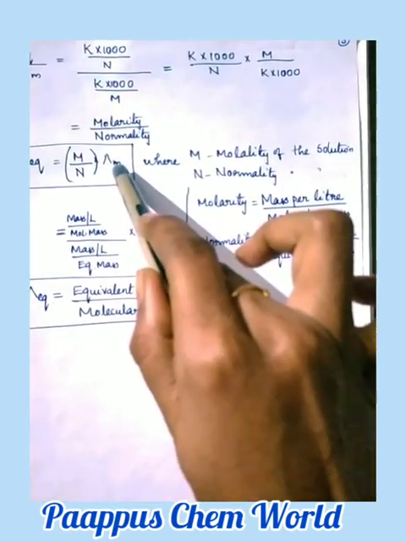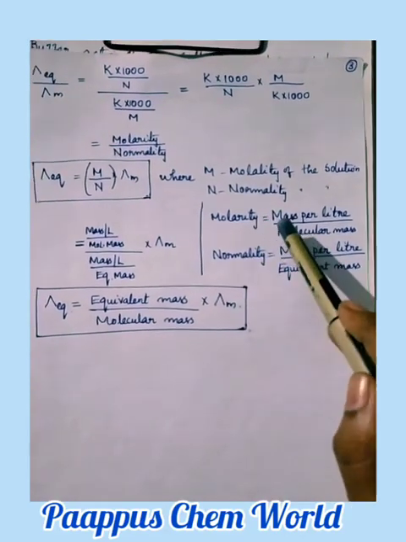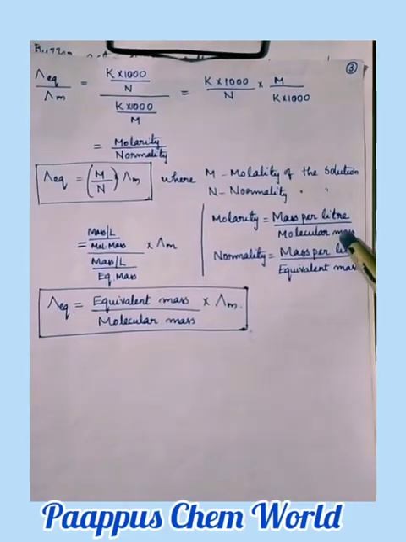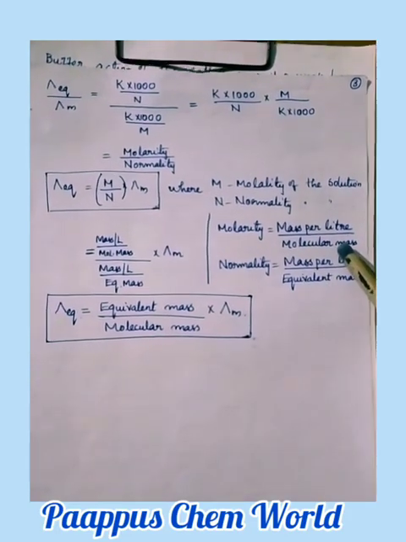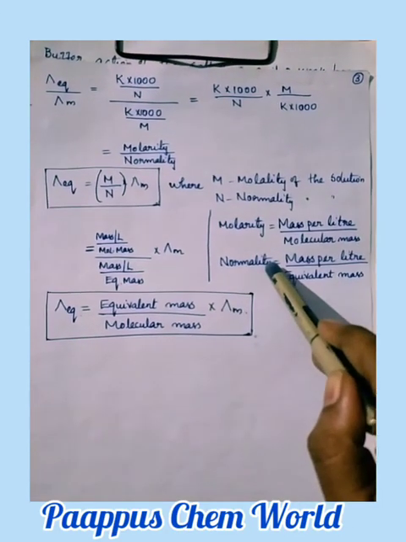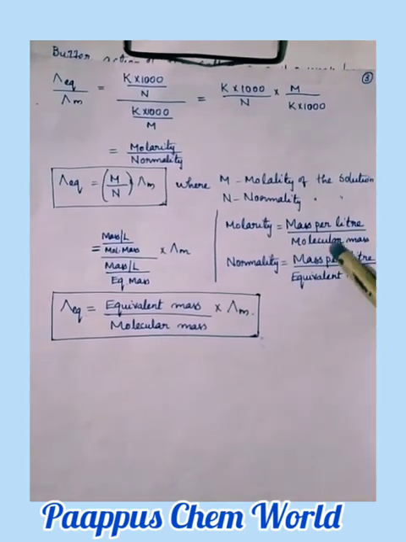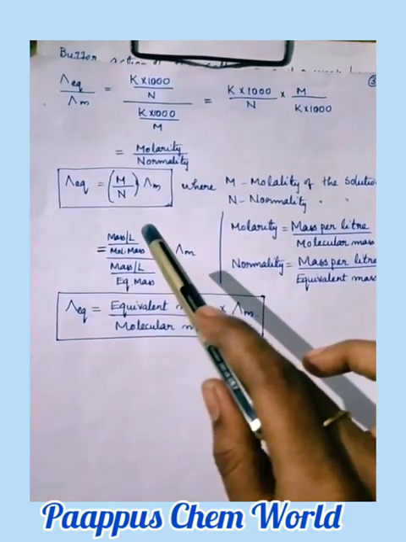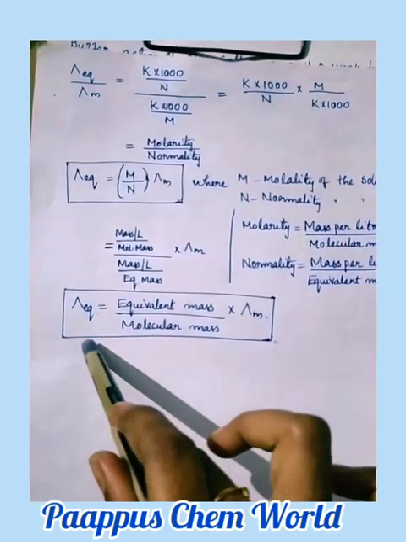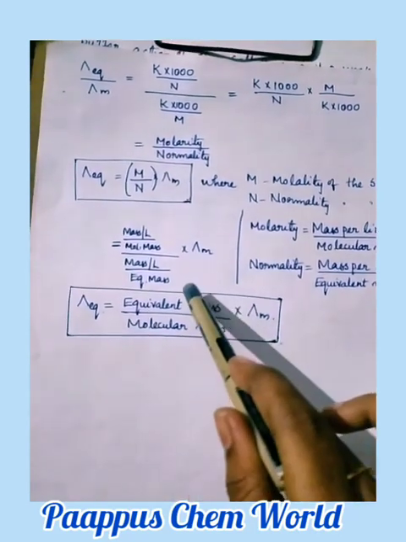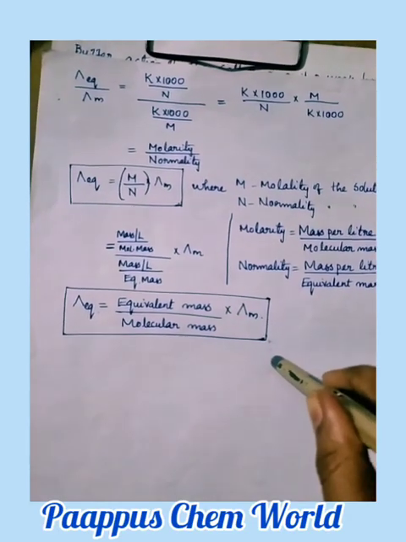So on rearranging we get equivalent conductance equal to molarity of the solution divided by normality of the solution into molar conductance. Okay. We know that molarity is equal to mass per liter divided by molecular mass, and normality is equal to mass per liter by equivalent mass. So we substitute this expression for molarity and normality. So equivalent conductance becomes equal to equivalent mass divided by molecular mass into molar conductivity.